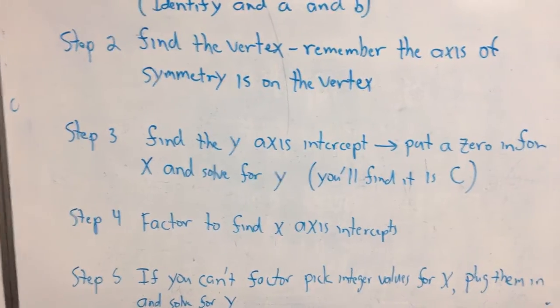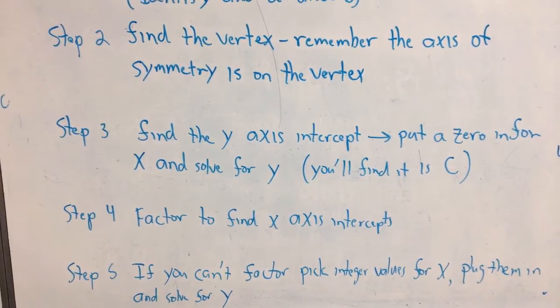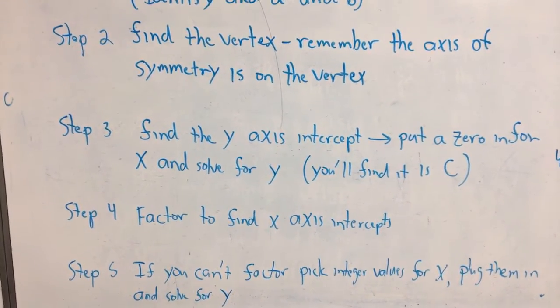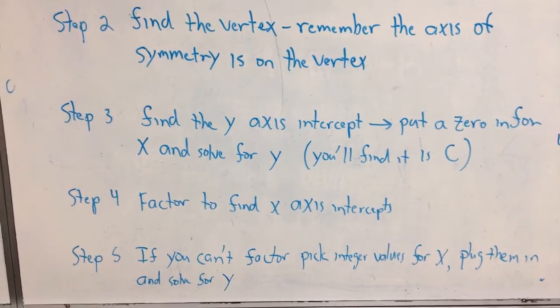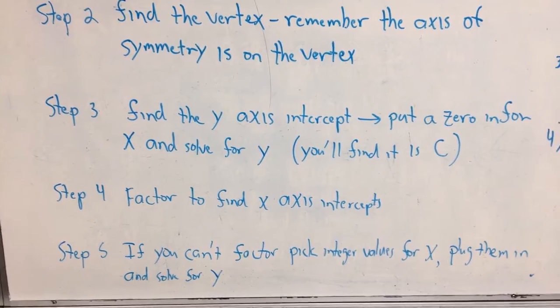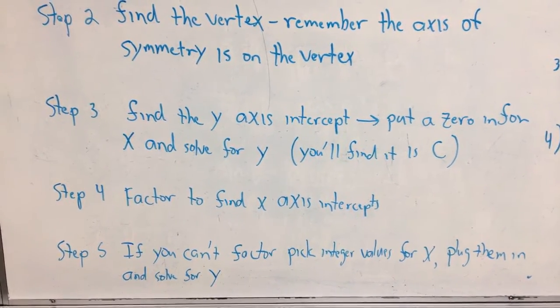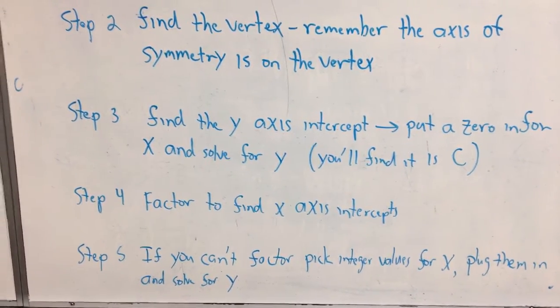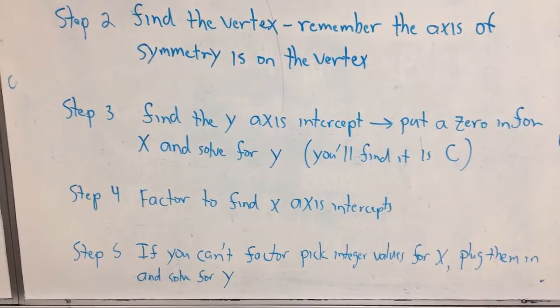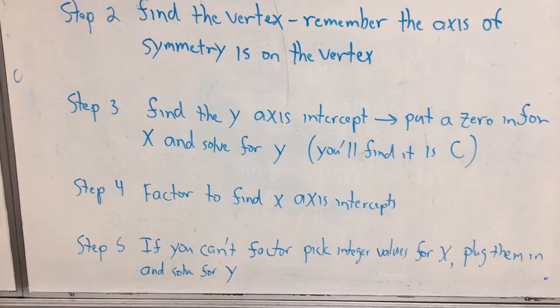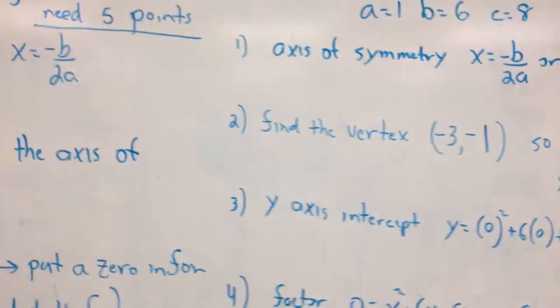we need to find the x-intercept. To find that, we need to factor it. Okay? And we have lots of ways to factor it. If you can't factor it, then plug in some integer values for x and get a couple of y's. Okay? And remember, parabolas are symmetric. If you find one on one side of the axis of symmetry, there's going to be one on the other side. All right, so here's the example.